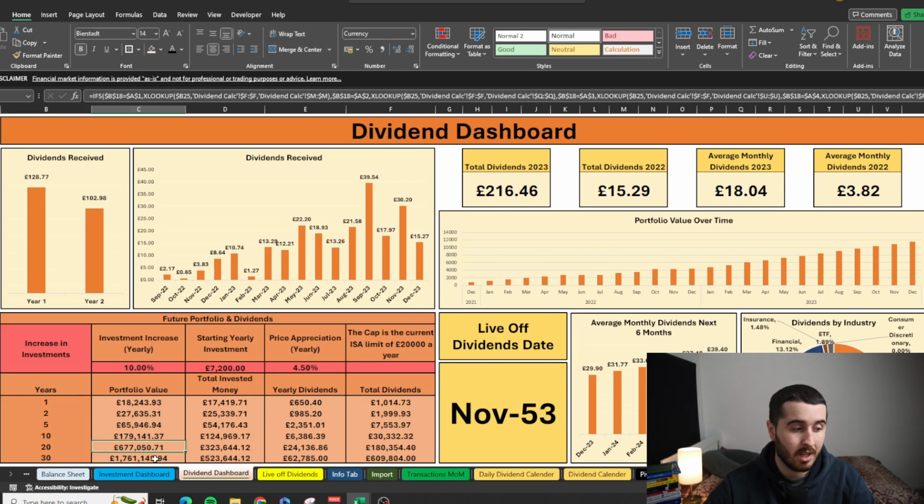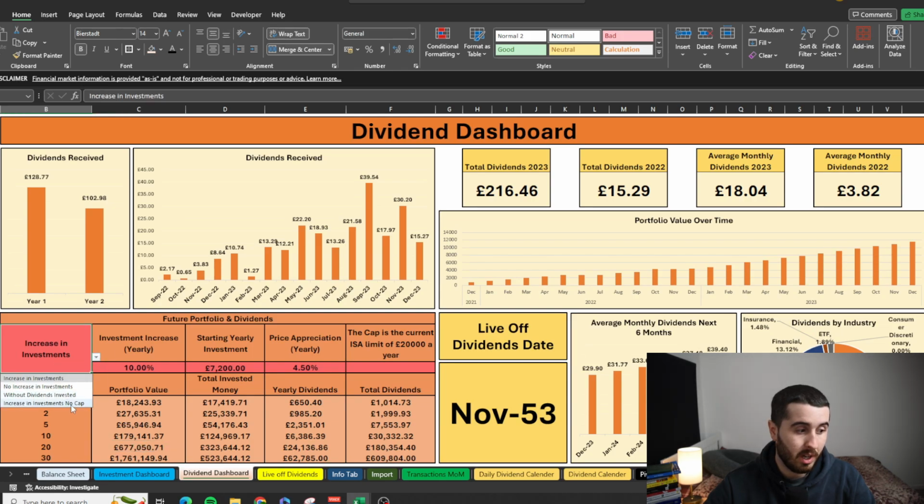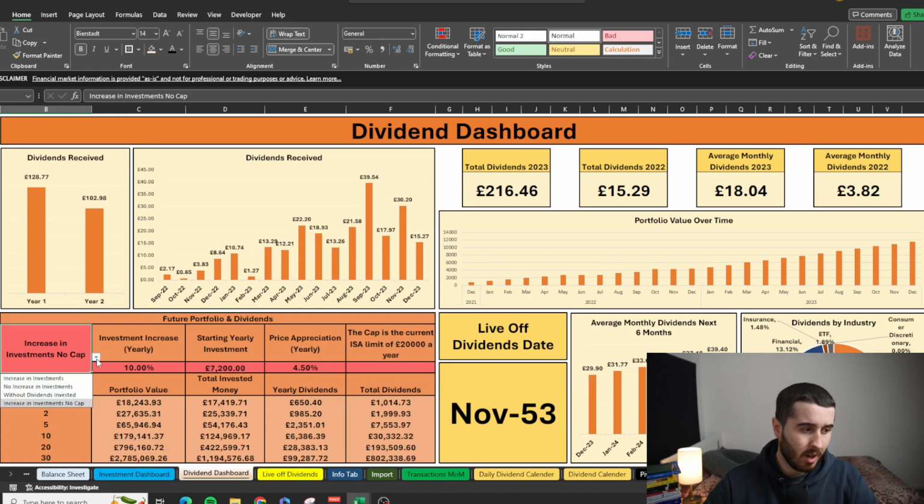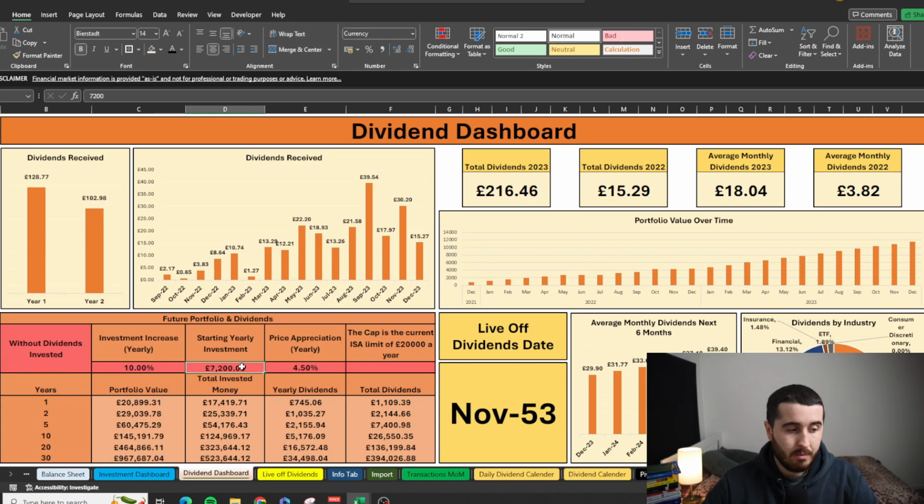So if we say increase in investments, it switches. You see here at 20 years and 30 years it changes. But when it's a no cap, that goes even higher. That's because it's probably around 15 to 20 years where your investments actually go above 20,000 every year. I always like to keep it as increase in investments. If you go to no increase, it gets rid of the 10%, so that doesn't matter. And if you say without dividends invested, with increase in investments, it's a lot less. Anyway, leave that as it is.